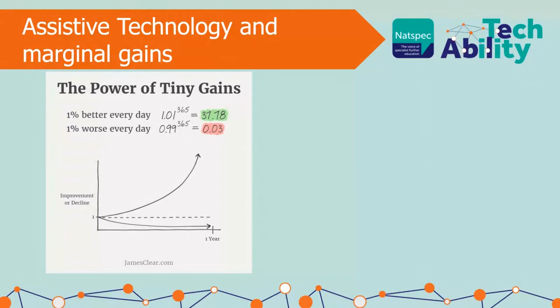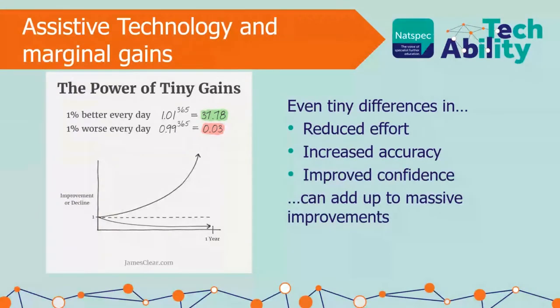But basically this graph gives you an idea of what you can do. If you're 1% better every day and you multiply that by 365, or put that to the power of 365, you get this graph that swoops upwards.